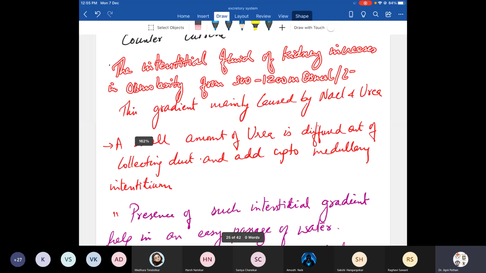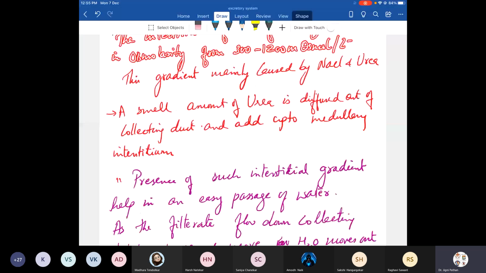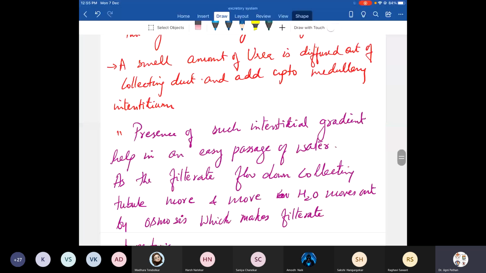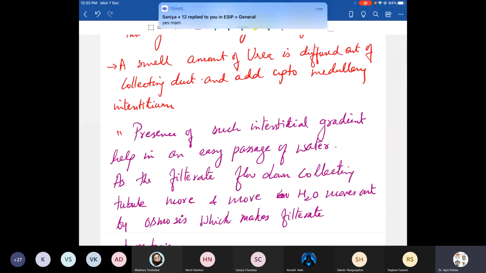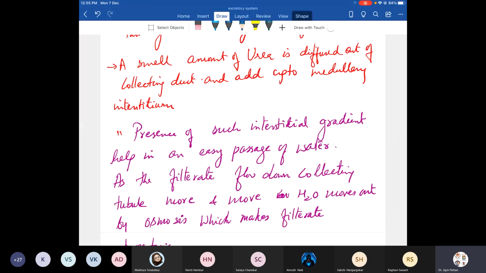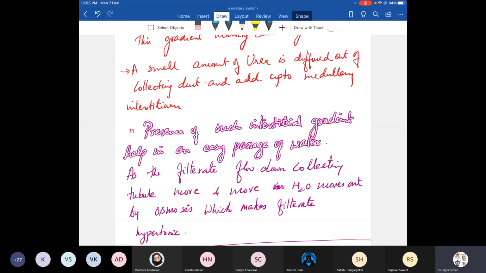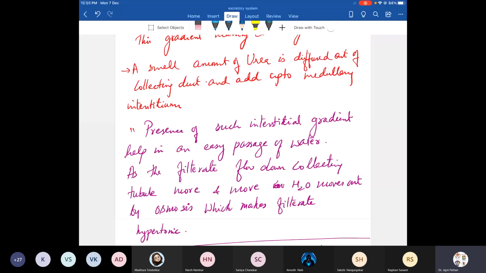No, write down this. Can you see this? A small amount of urea is diffused out of the collecting duct and adds up to the medullary interstitium. The presence of such an interstitial gradient helps in an easy passage of water. As the filtrate flows down towards the collecting tube, more and more water comes out by osmosis, which makes the filtrate hypertonic. Please write down these 2 points quickly, and do let me know if you have any doubts.